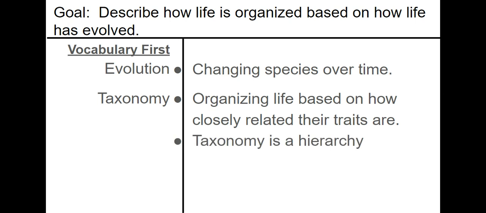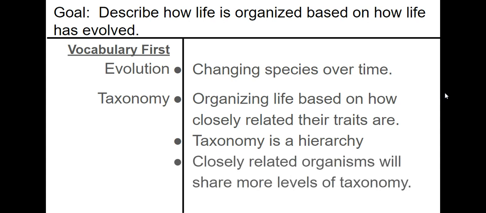Taxonomy is a hierarchy, just like the different types of biotic components of an ecosystem are a hierarchy. And we're going to go from really general characteristics to specific characteristics. Closely related organisms will share more levels of taxonomy than less related organisms. All organisms will have some similar characteristics. Organisms are made of cells and things like that. And so everything is going to be tied into the same taxonomy structure, which isn't to say that they're closely related at all necessarily.